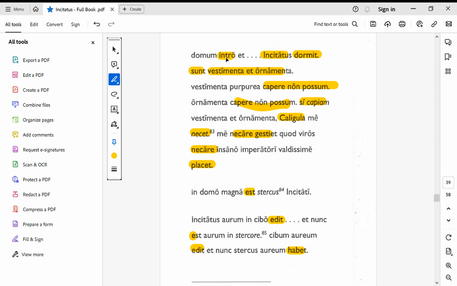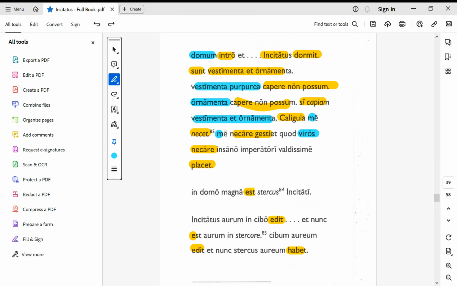Okay. So let's find us some direct objects here. Domum ends with um. Vestimenta purpurea. Ornamenta. Vestimenta et ornamenta. Me. Viros. We'll deal with this whole sentence here in a second. In domo magna stercus Incitati.